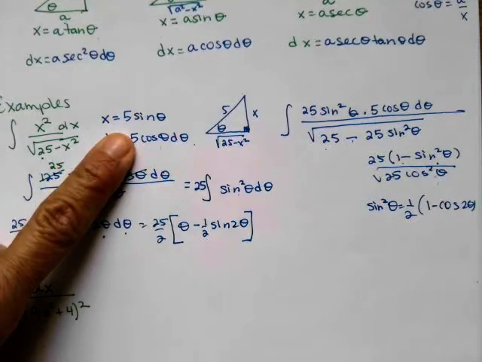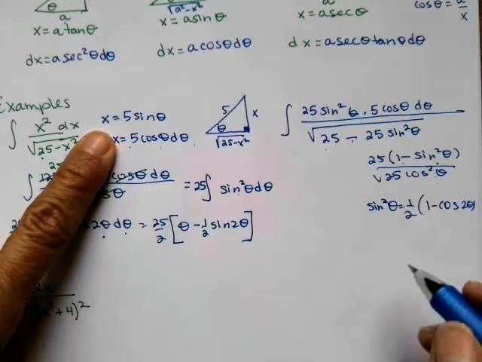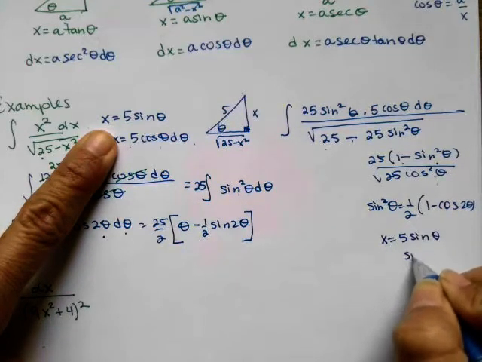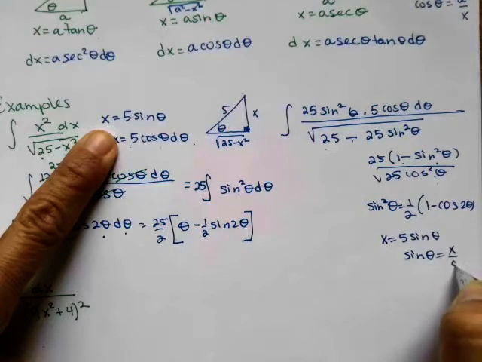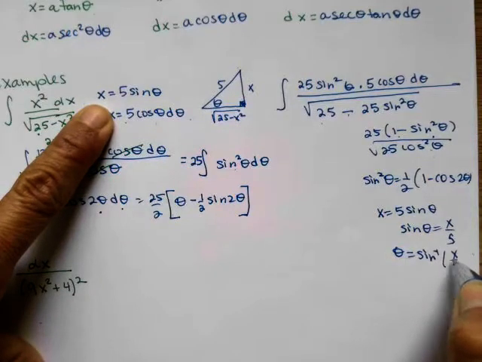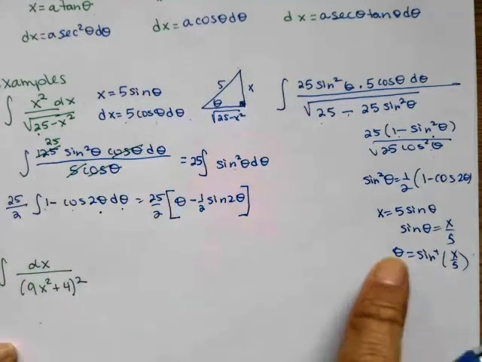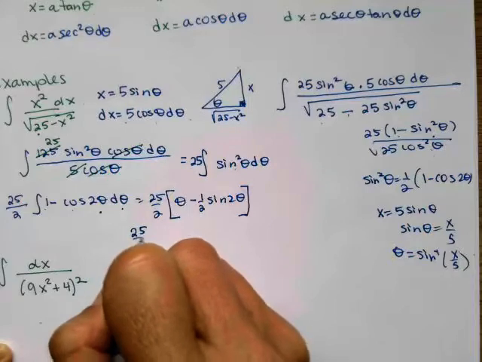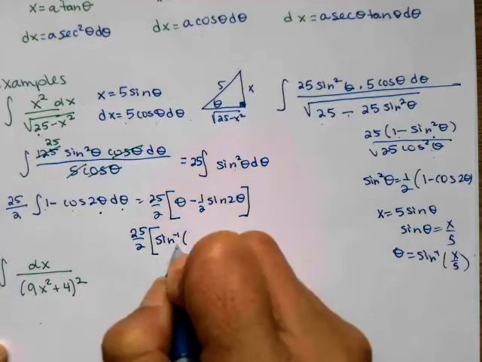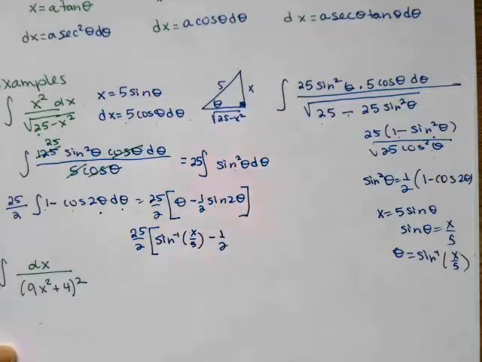So let's go ahead and take a look here. So theta, so remember x equals 5 sine theta. That means that sine theta is x over 5, which means theta is the inverse sine of x over 5. All right, so that's going to be my first term. That's what theta equals. So 25 halves times the inverse sine, arc sine if you prefer, of x over 5, minus 1/2. Now I have the sine of 2 theta.